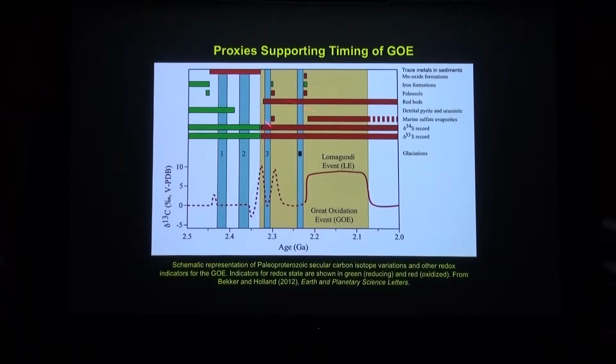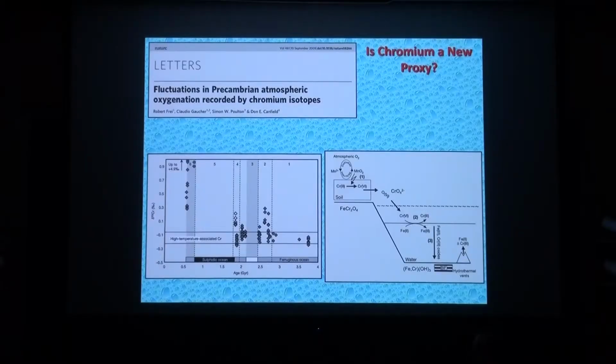So the argument right now in terms of triggering the GOE is, was it instantaneous? Was it prolonged? My interpretation is that it's probably prolonged. It starts at 2.5, and at 2.32, it's completely gone. And there's a lot of competing things happening in between.